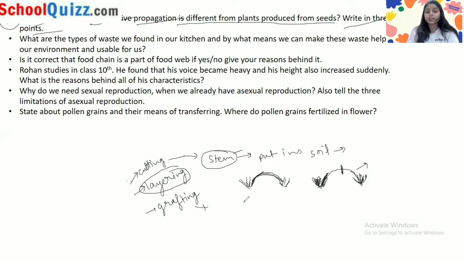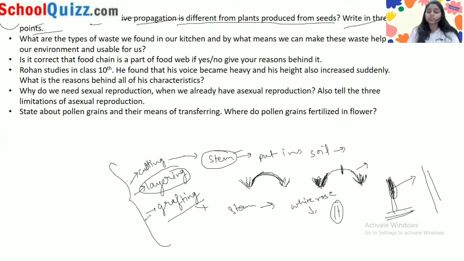And in grafting, we take a stem of a plant and join this stem with the root of another plant. Suppose there is a white rose. We'll take the stem of this white rose, and this stem will be joined to the root of the other plant. After some time you will see that a new plant is produced by this stem and the root. So this is how grafting is done. These are the methods of vegetative propagation.